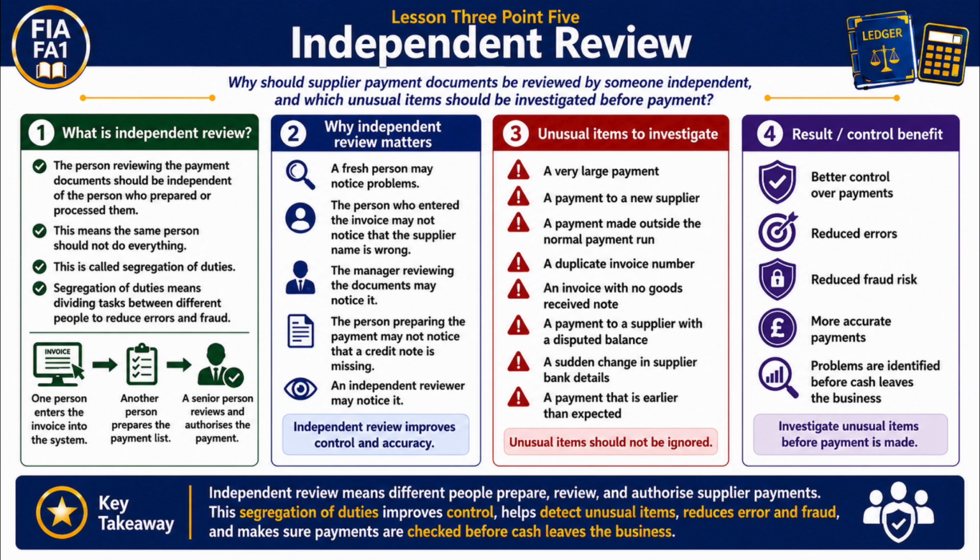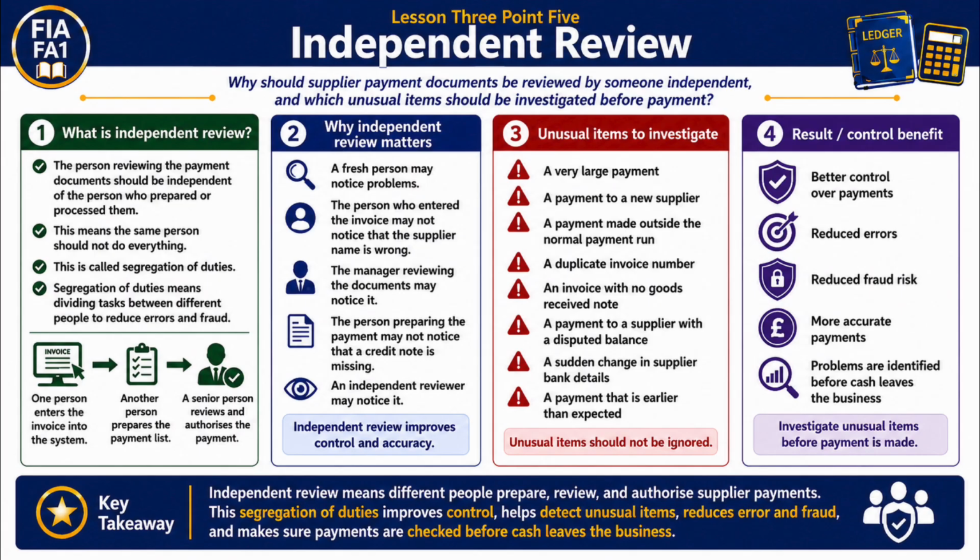The person preparing the payment may not notice that a credit note is missing, but an independent reviewer may notice it. So, independent review improves control and accuracy. Unusual items must be investigated. The person reviewing the payment should look for unusual items. An unusual item is something that does not look normal.